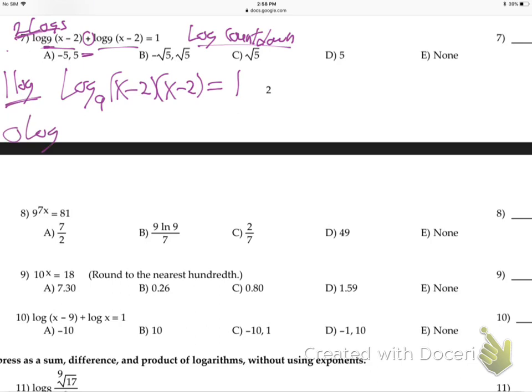Next line, you should have no logs. Remember, it's a countdown. 2 logs, 1 log, no log. So how do you now go to no logs? You know, lose the log, right? Lose the log, base is the same. Cross out the log, base is base, other 2 switch.